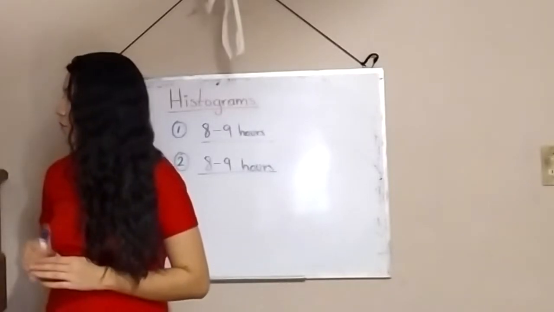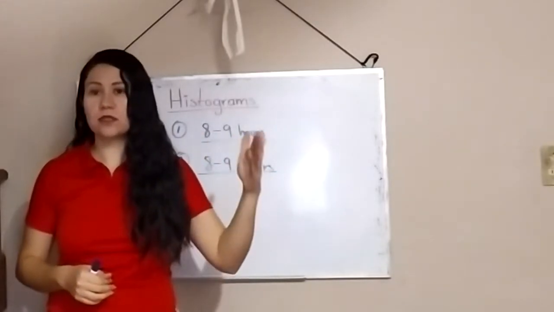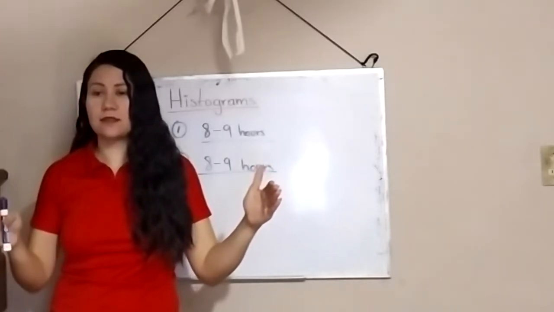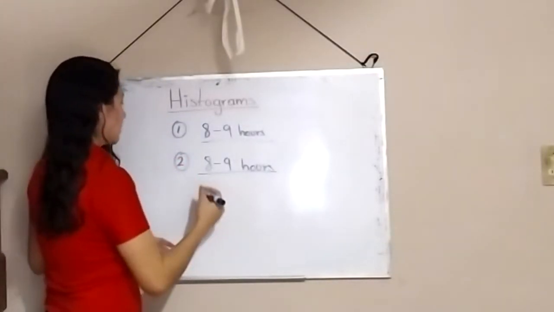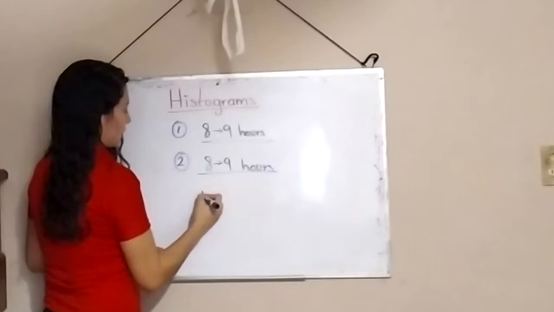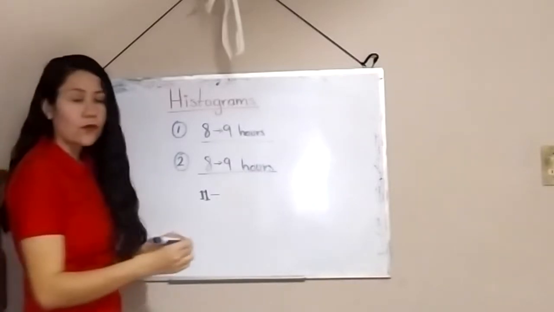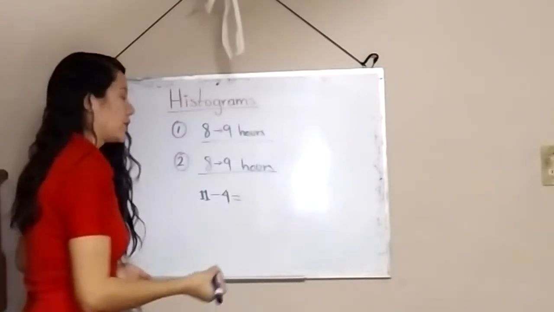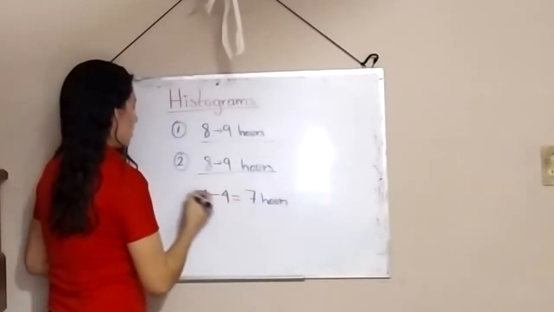Question number 3 is asking us what is the range. For the range, we are going to take the lowest value of the lowest interval and the highest value on the highest interval, and we are going to subtract them. Our highest value is 11 hours and our lowest value is 4 hours, which would give us a range of 7. 7 hours is our range.